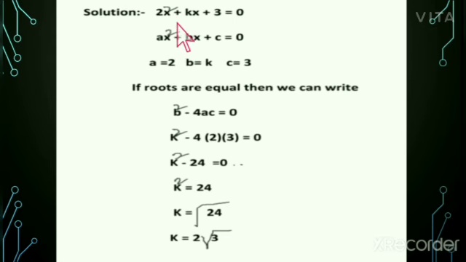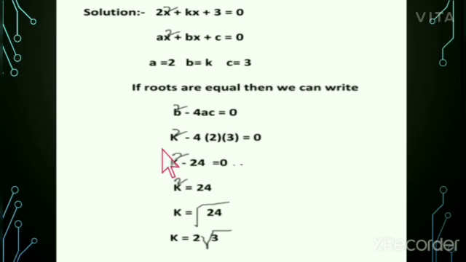Solution: 2x square plus kx plus 3 equal to 0. When we compare with ax square plus bx plus c equal to 0, then a equal to 2, b equal to k, c equal to 3. In the problem it is already given that the roots are equal. So if roots are equal, then we can write discriminant value equal to 0. Then b square minus 4ac equal to 0.